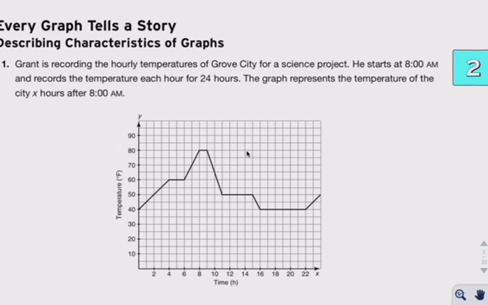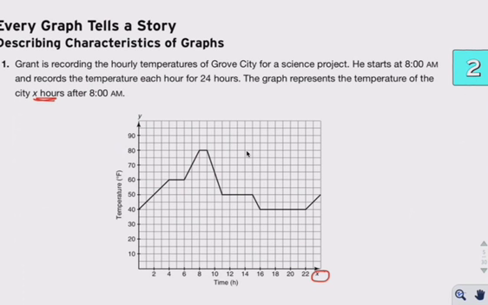Grant is recording the hourly temperatures of Grove City for a science project. He starts at 8 a.m. and records the temperature each hour for 24 hours. The graph represents the temperature of the city X hours after 8 a.m. So here is X hours after 8 a.m.